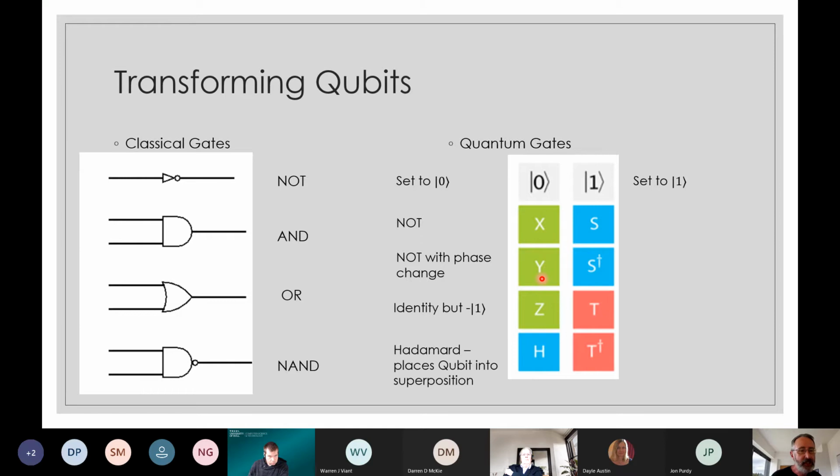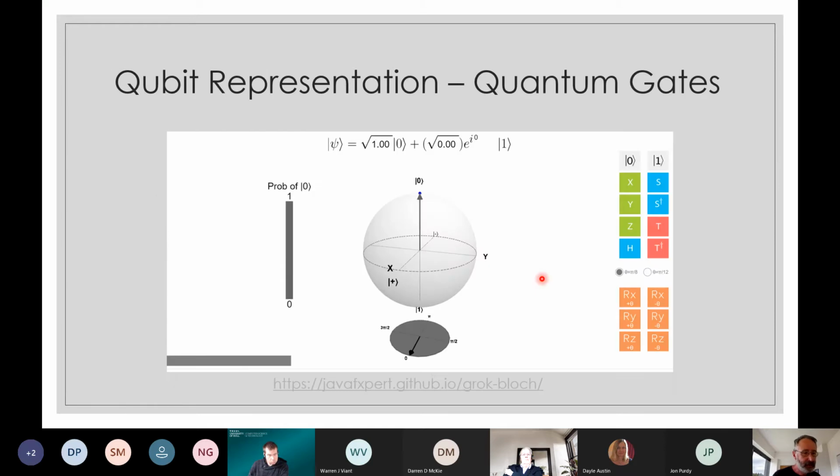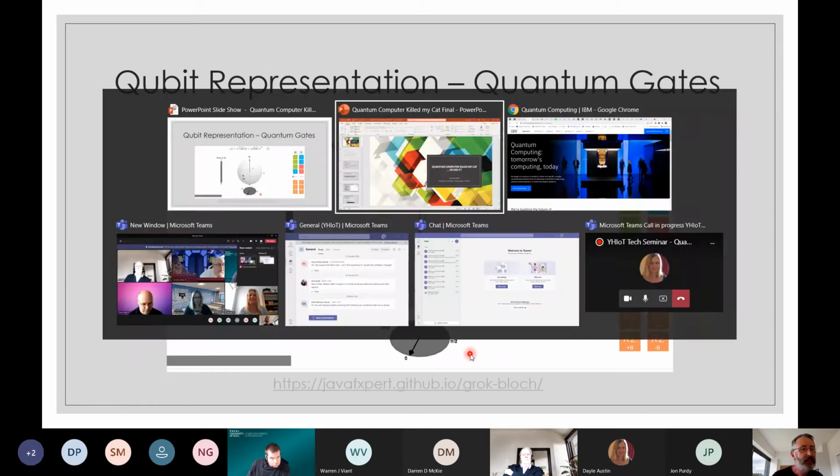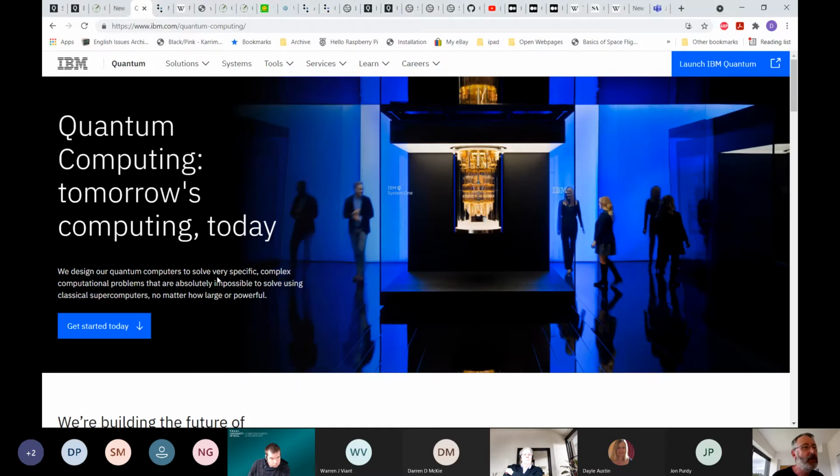So I'm going to move to an example of this. And this is where things will probably go horribly wrong.